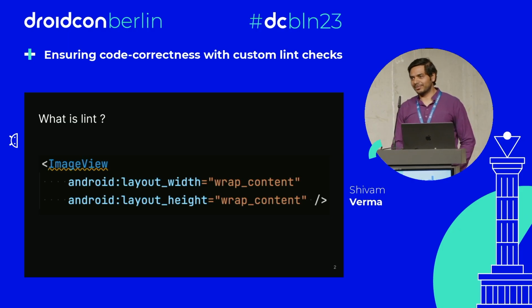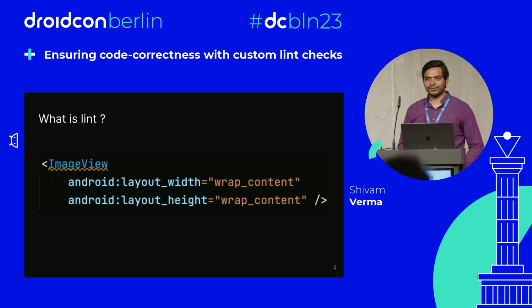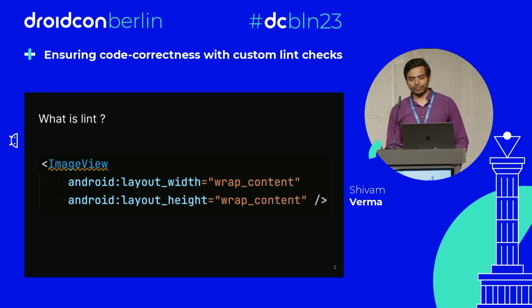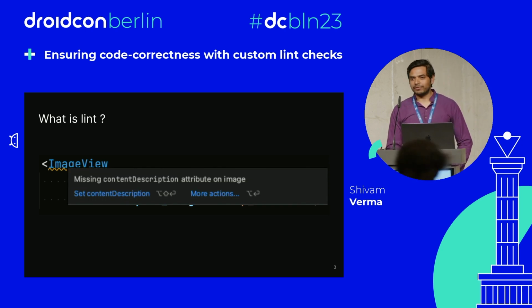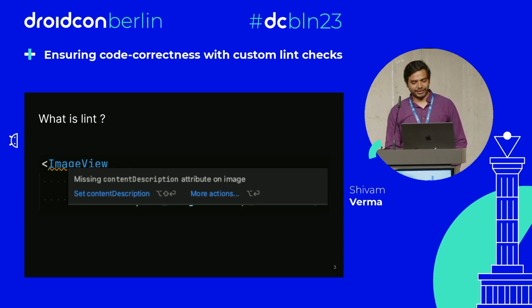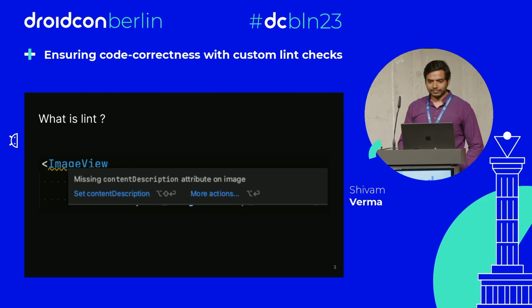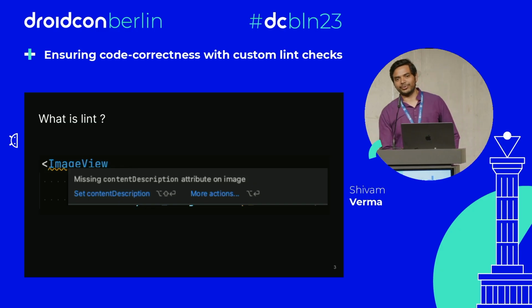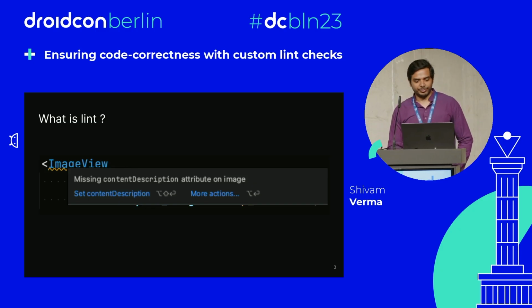Back in the days of XML, if you added an image view, you would see a small yellow squiggly line on top of it. If you hovered over it, you would see a warning saying missing content description attribute on the image. This was a warning thrown by the IDE, Android Studio, flagging a potential problem with the code, which in this case is about usability for accessibility reasons. So it wants you to add a content description to your image view.